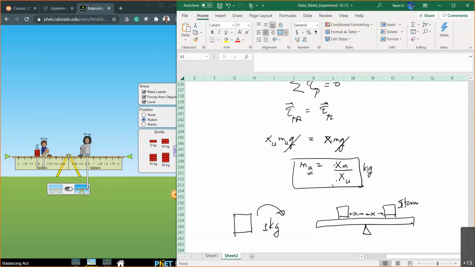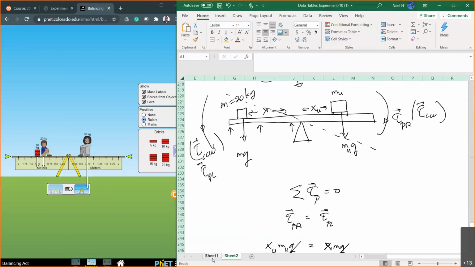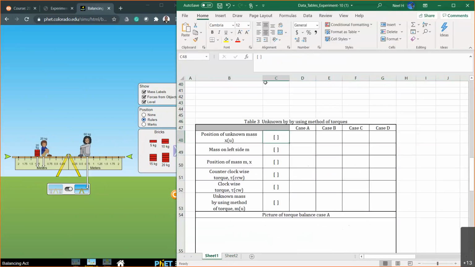Question. All right, so the position of the unknown mass is measured in meters, the mass of the left side in kilograms, and the position of the known mass in meters. Counterclockwise torque, the torque unit is meter Newton, clockwise torque, meter Newton. Unknown mass, we can use the same unit, kilogram. We can find it by using the torque balance equation, right?